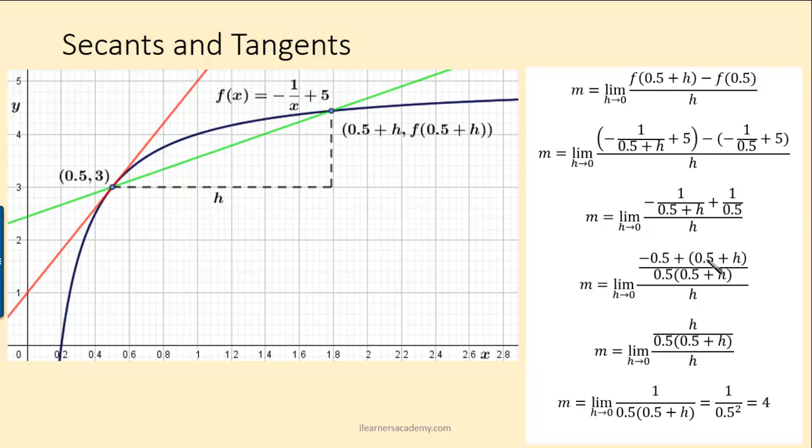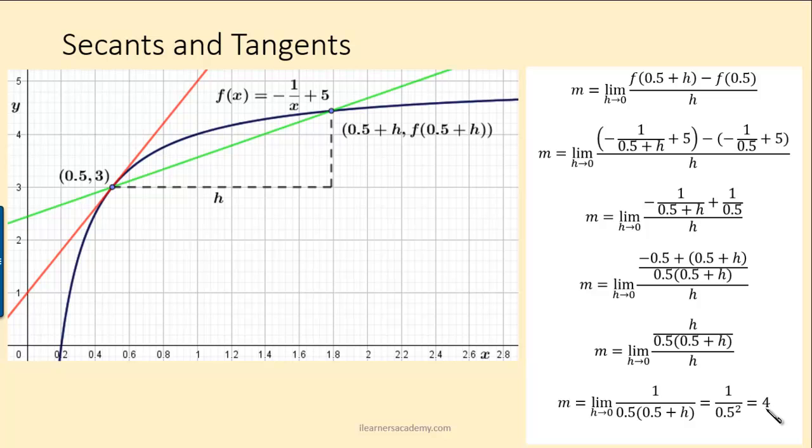So this then simplifies. Notice we have minus 0.5 plus 0.5. That leaves us with just h, and then of course h divided by h is 1, leaving us with just 1 over 0.5 times 0.5 plus h. As h approaches 0, this expression then approaches 1 over 0.5 squared, which is 4. So this means that the gradient of this line drawn tangent to this function at x equals 0.5 is 4. That's the gradient of this line.